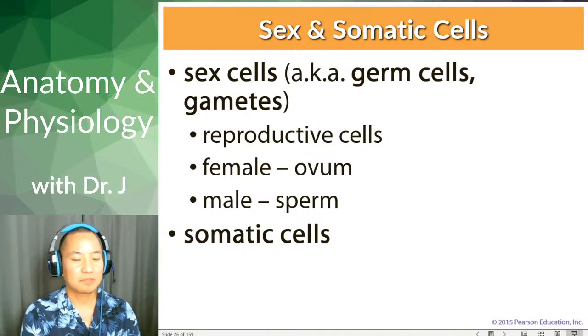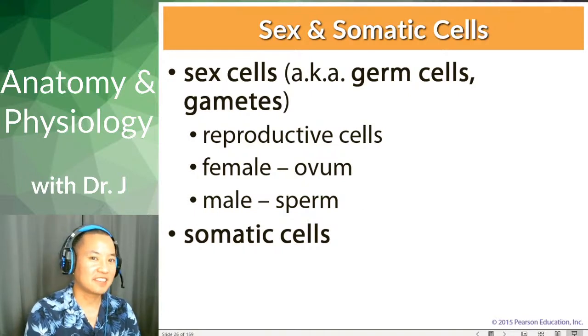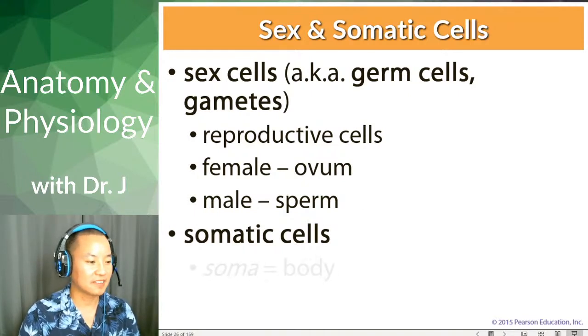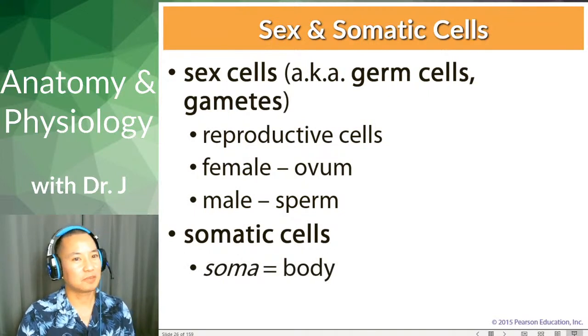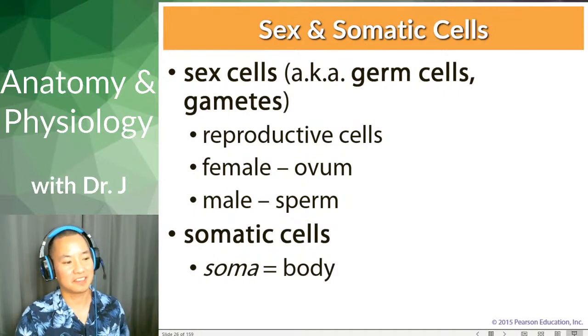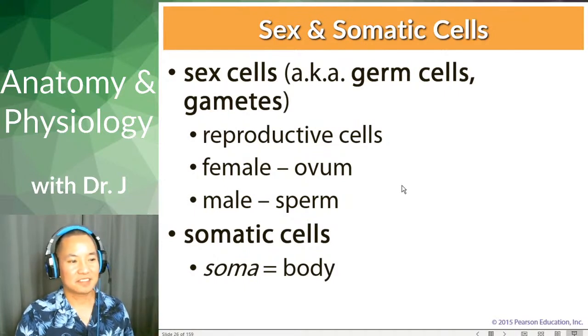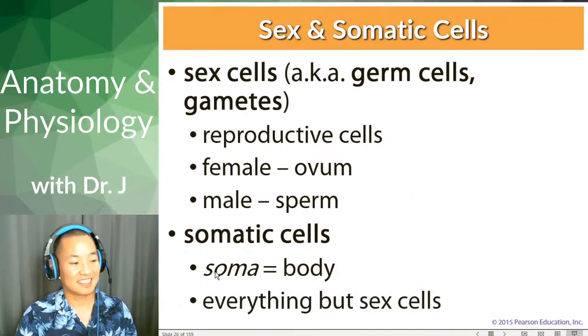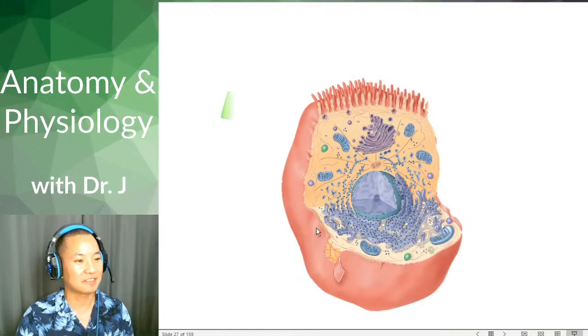And then somatic cells, pretty much everything else that's not a sex cell, that's not a reproductive cell. Soma is a term meaning the body. So when you hear that term soma, that refers to something involving the body. Of course, that's pretty much everything we're talking about, right? So sex and somatic cells, those are the two groups. Again, somatic is pretty much everything but sex cells. There's no overlap. They're mutually exclusive.